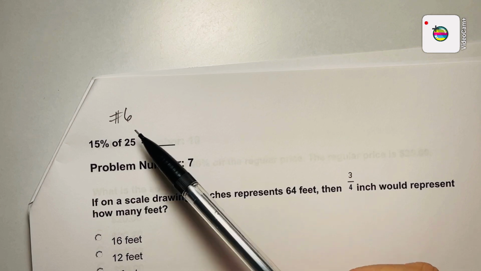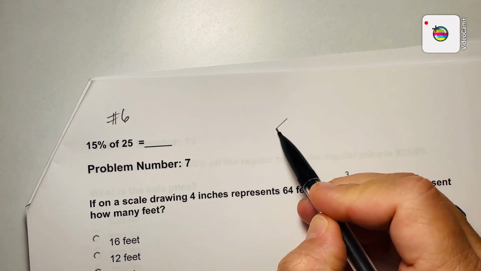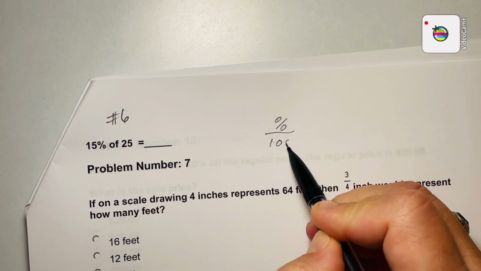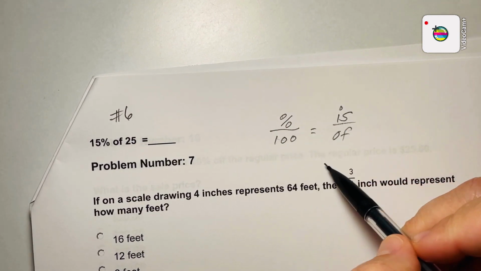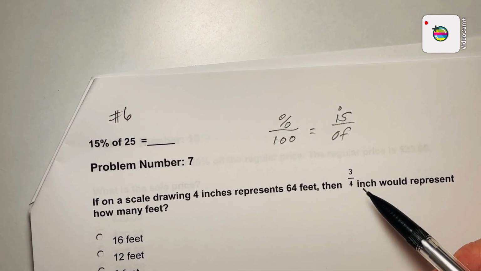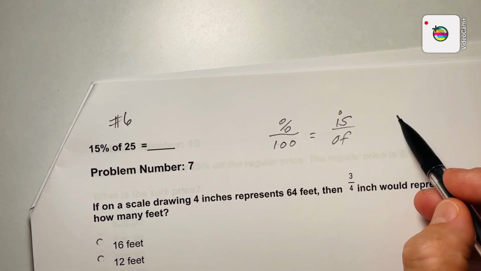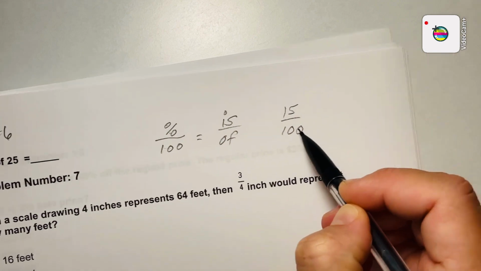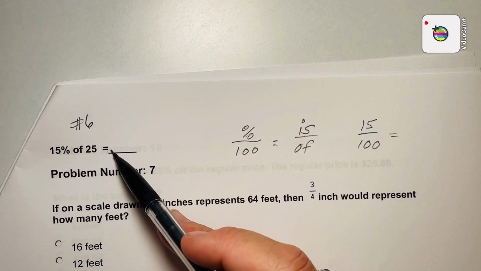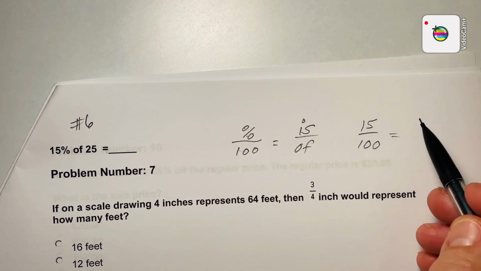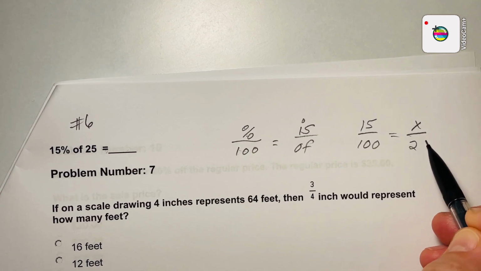All right, problem number 6, 15% of 25 is what? Do you remember this in the unit? Percent over 100 equals is over of. This should definitely be memorized because you used it a lot in your unit, and you're going to use it on the test quite a bit too. So our percent is 15. 100 stays the same. Our is looks like it's unknown. There's a blank there. That will be our unknown, and our of is 25.